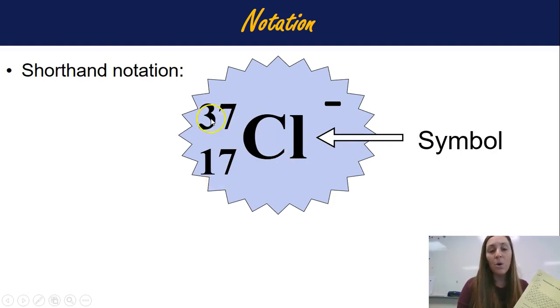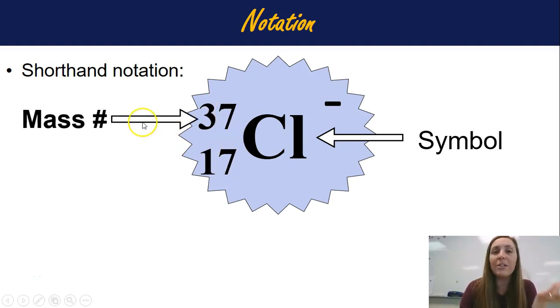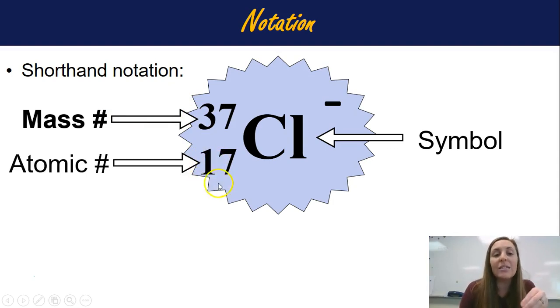All right, so then we go over here on the left-hand side. Notice this is not a fraction. Don't put a bar between these, okay? You've got two different numbers. The top number is your bigger number. That's your mass number. This is the total number of protons and neutrons. On the bottom here is the atomic number. This is the total number of just protons.